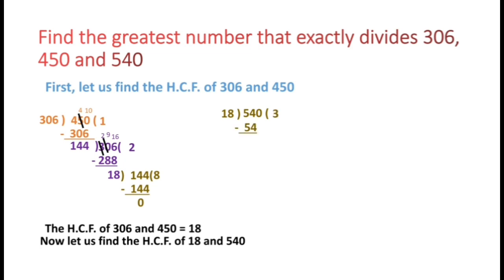Now 18 3s are 54. We get the remainder 0, and we have 0. If we take it down, 18 zeros are 0. So no need to continue the process. 18 zeros are 0. So what is the HCF?